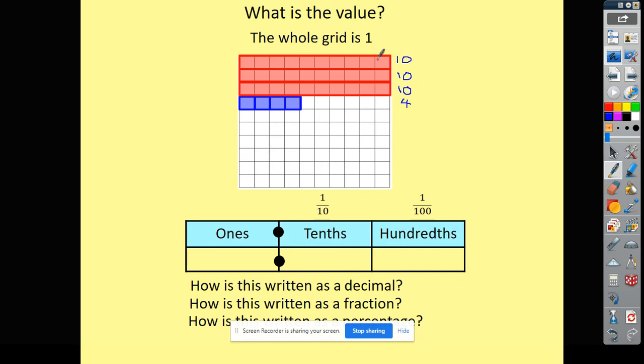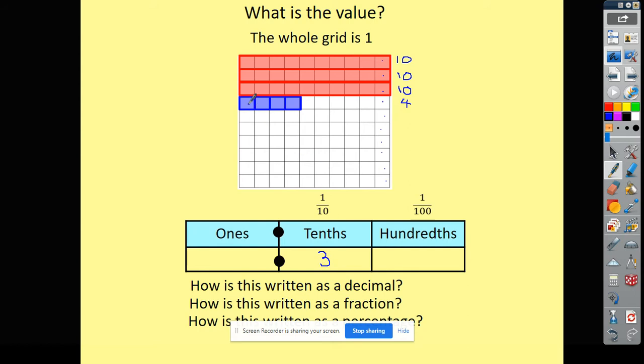So how many tenths have I got? So we were saying that this is a tenth here because it's 1 row out of 10. So I've got 1, 2, 3, 4, 5, 6, 7, 8, 9, 10. They're each worth tenths, and this is one of them. So how many have I got in total? 1, 2, 3 tenths. So I can write that in there.